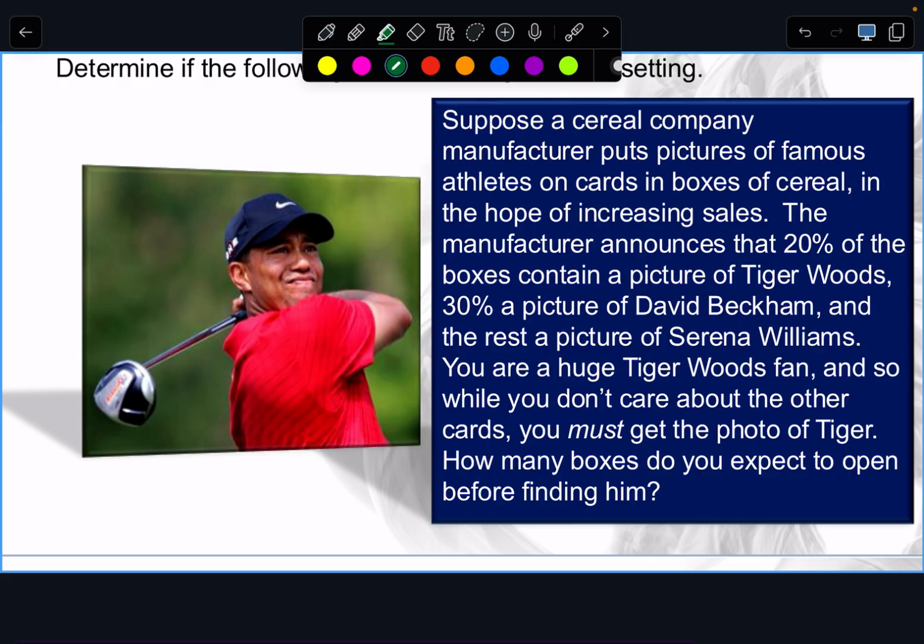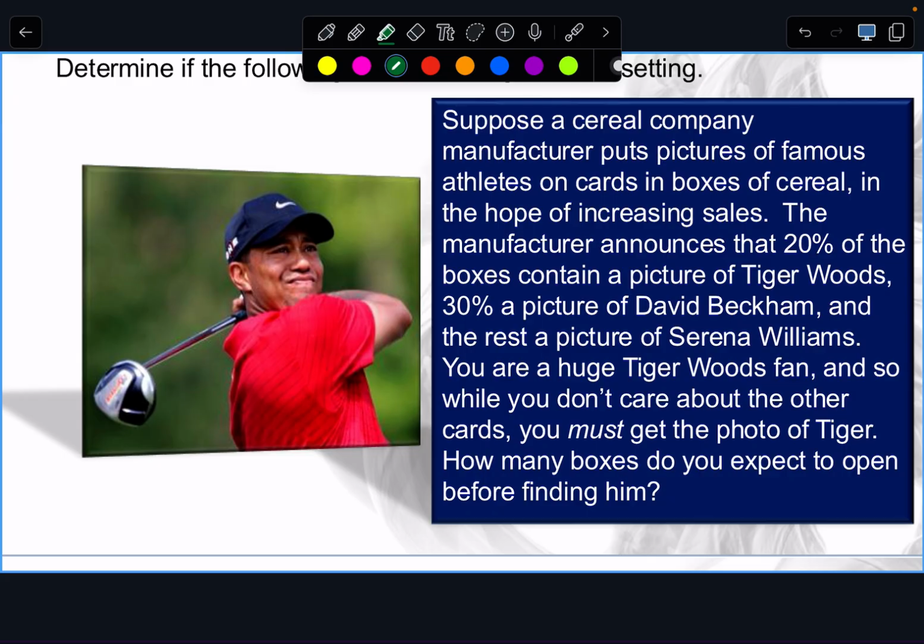As we look at this setting and we're trying to determine if it's geometric or not, when we think about what's happening here, the first thing we ask ourselves is, do we have two outcomes? Can I define a success and a fail? If I was thinking about this, what would a success look like? We get Tiger Woods. A fail would be either of the other two, okay? So even though there's 3 different cards, we're only looking at 2 outcomes. Either I get Tiger or I don't.